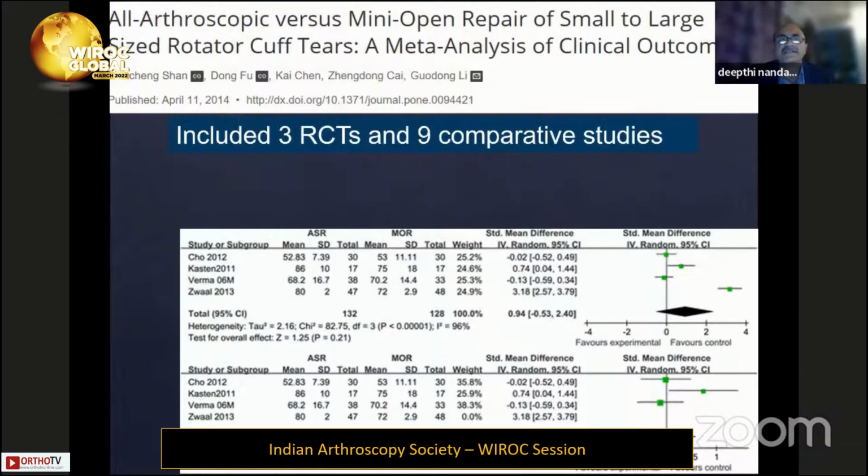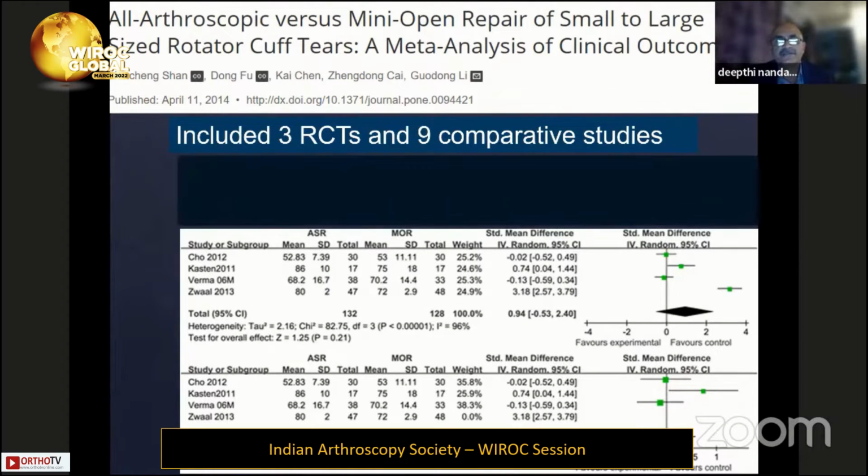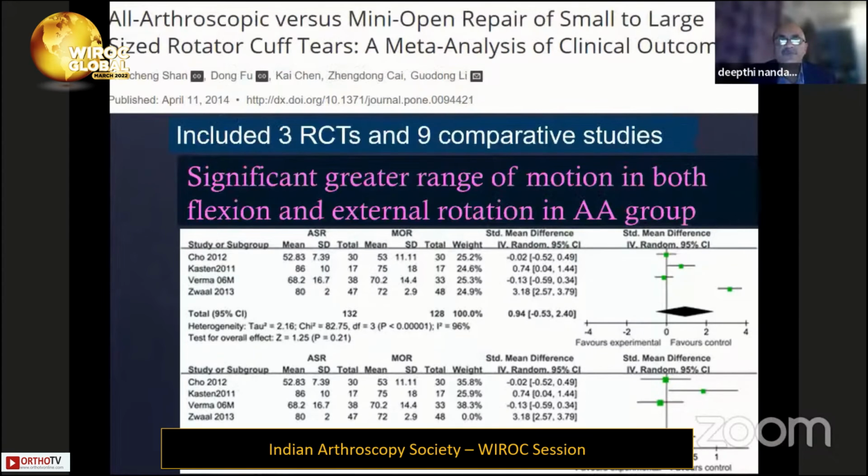Now, if you look at this large meta-analysis, which included 3 RCTs and 9 comparative studies, this concluded, interestingly, that there is an improvement in flexion and external rotation in the arthroscopic group when compared to the open group. We always talk about cost of arthroscopy, and we have noticed that anchor usage is more in the arthroscopic group than in the open group. But if you have any cost constraints, you can always go for a mini open repair and get a good transosseous repair of the rotator cuff to give you the same functional outcome. But the goal is to obtain a good rotator cuff repair with bone to tendon healing.